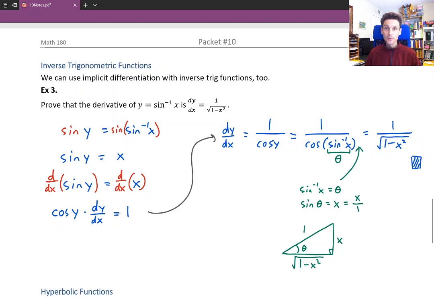And that completes our proof, because that's exactly what the derivative of inverse sine of x is. Or at least that's what we were told it is, and now we just proved it.